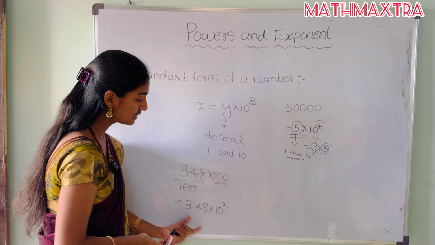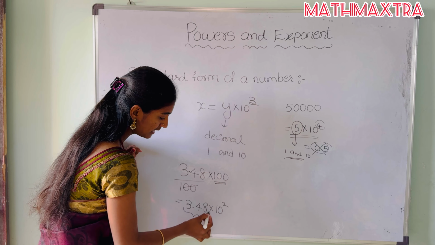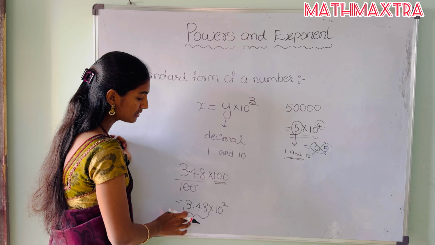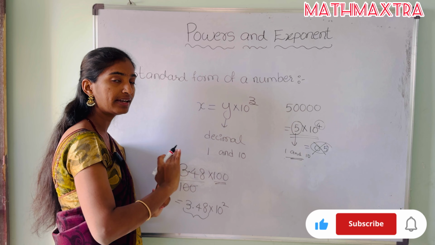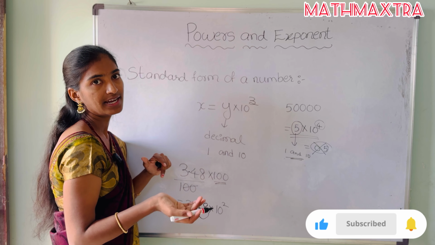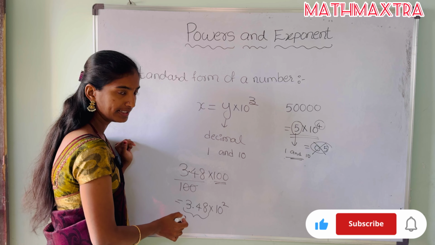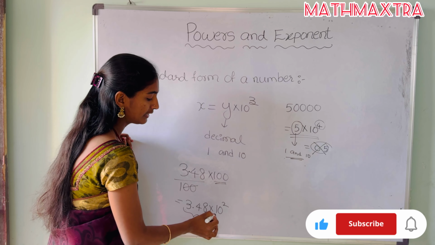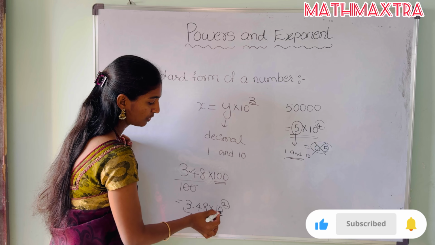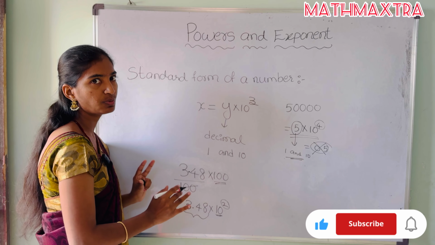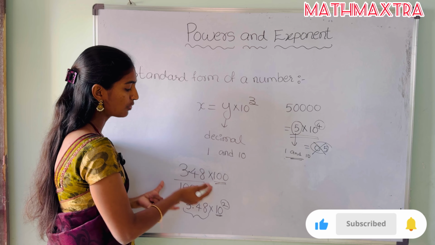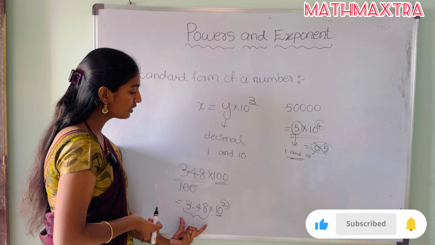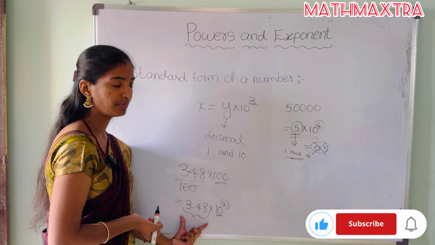How can we say this is in standard form? This is a decimal, as he mentioned. So decimal means that it must be greater than 1 and less than 10. Yes, 3.48 is between 1 and 10. And 10 to the power of the largest exponent. Yes, 2 is the largest exponent that is possible in this number. So this we call the standard form of a number.